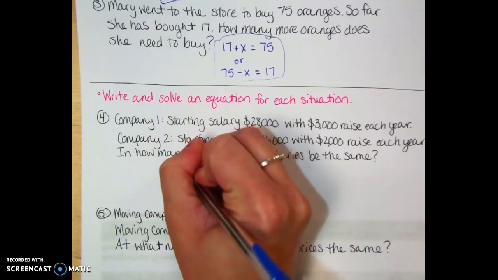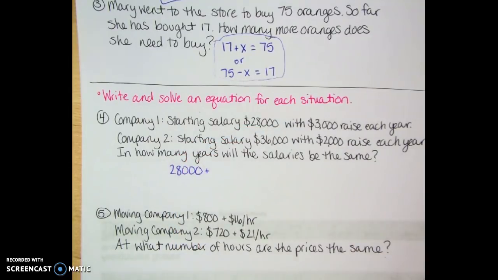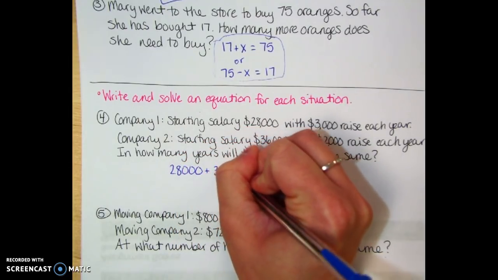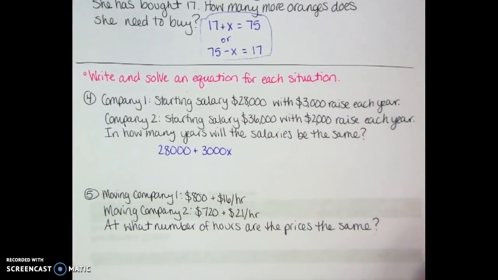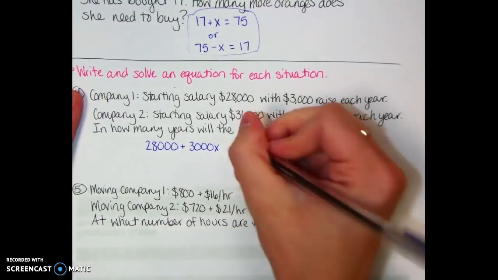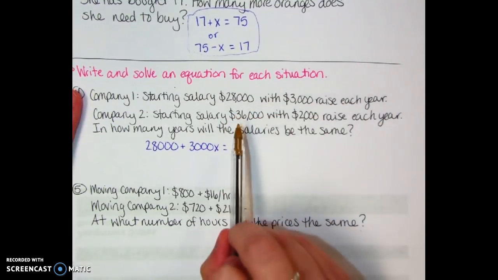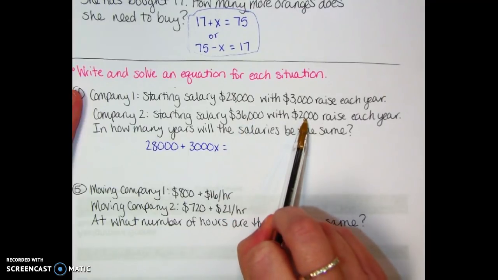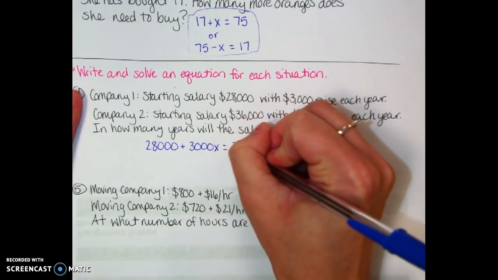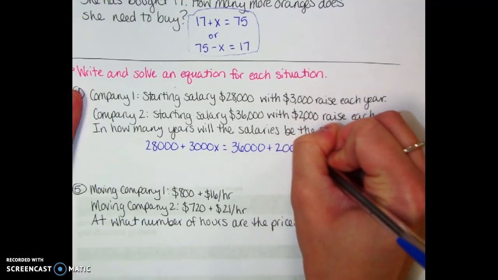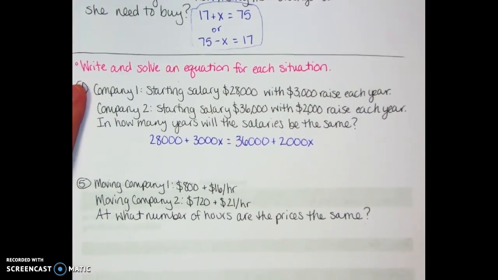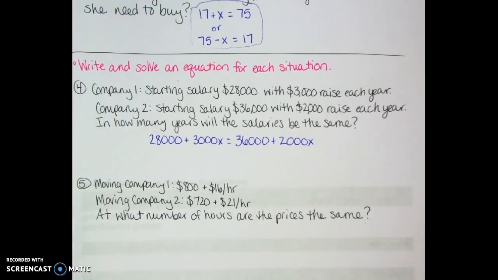So 28,000 plus $3,000 each year, and that's going to be our x. Each year is our x because it says in how many years will the salaries be the same. And then on the other side, it's going to be 36,000 plus 2,000x. Okay, and now you can solve that equation.